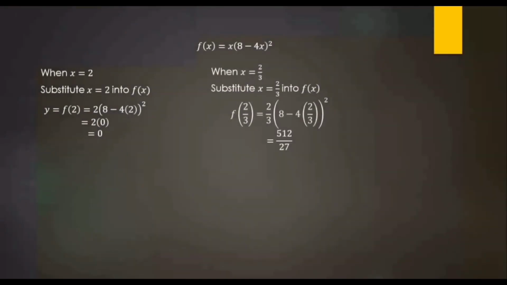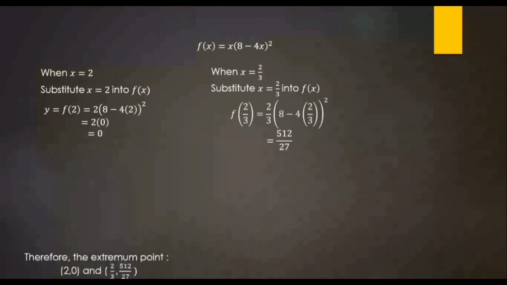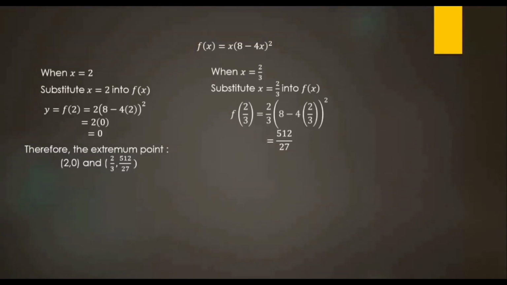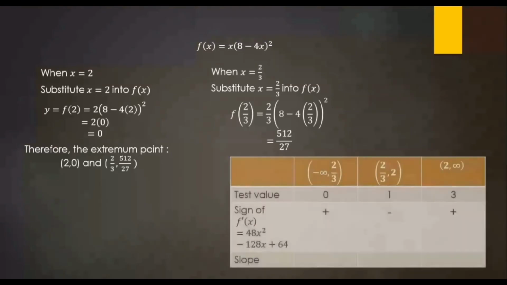When x equals 2 over 3, we can substitute 2 over 3 into f x. f of 2 over 3 equals 2 over 3 times 8 minus 4 times 2 over 3 to the power of 2. Then we will get 512 over 27. Therefore, the extremum points are 2, 0 and 2 over 3, 512 over 27.